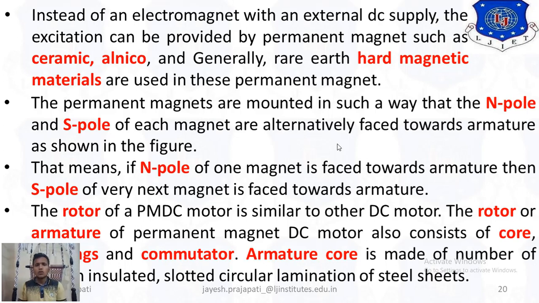That means the rotor of a PMDC motor is similar to that of a DC motor. The armature also has parts like a core, windings and commutators. Similarly, the armature core is not made of a solid body, but of different kinds of laminations, to reduce the eddy current loss. So that is the basic construction of a permanent magnet DC motor.